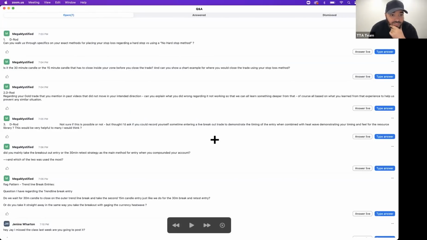30-minute candle close inside your zone before you close your trade. So I think I explained that. Is it the 30-minute? Most of the time, you can just look at the 15-minute, D-Rod. Keep it very simple. Look at the 15-minute. If it closes past your stop loss, just take it.